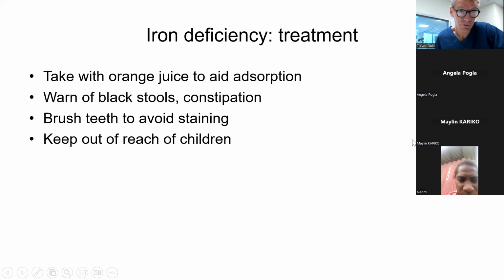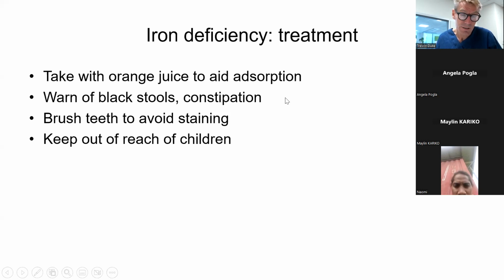When you're looking after a child who's got iron deficiency and you're putting them on iron, then you should tell them to take the iron with orange juice to aid absorption. Warn them that when they take iron, the child's stools will be black, because sometimes the parents stop giving the child iron because they're worried the stools are black. And also iron causes constipation, so it's really important that you warn parents of that and do things to change the diet to avoid that.